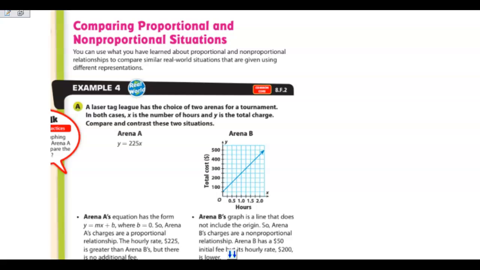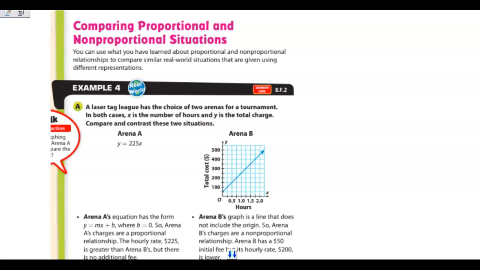We can compare proportional and non-proportional situations. We can use what we have learned about proportional and non-proportional relationships to compare similar real-world situations that are given using different representations. And when they're talking about different representations, one may be given in a graph, one in a table, or maybe even an equation. And so let's take a look at example 4, part A.